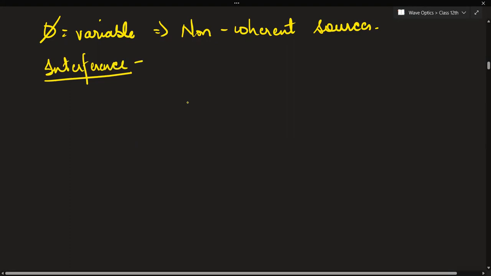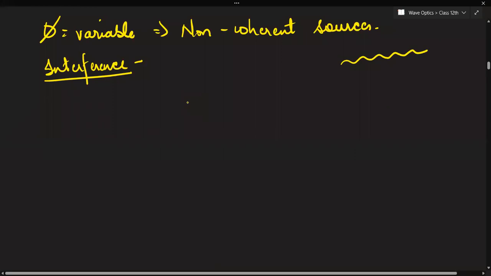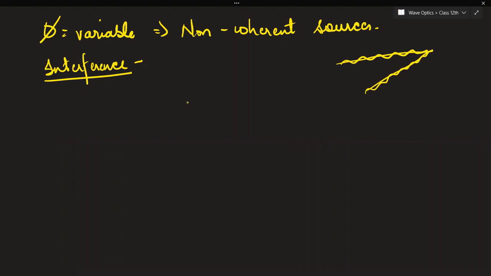Interference, the normal English term, just means to interfere somewhere. Think of the superposition of two waves. If two waves come from two coherent sources, and somehow they superimpose on each other, fine, these two waves superimpose on each other.